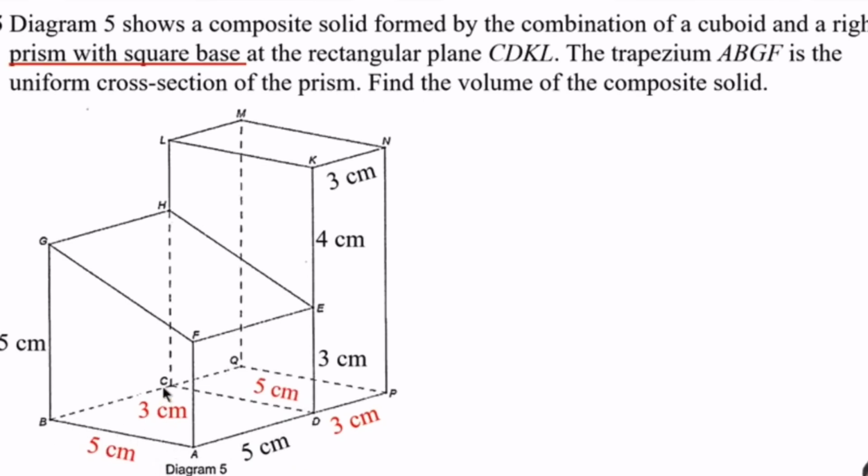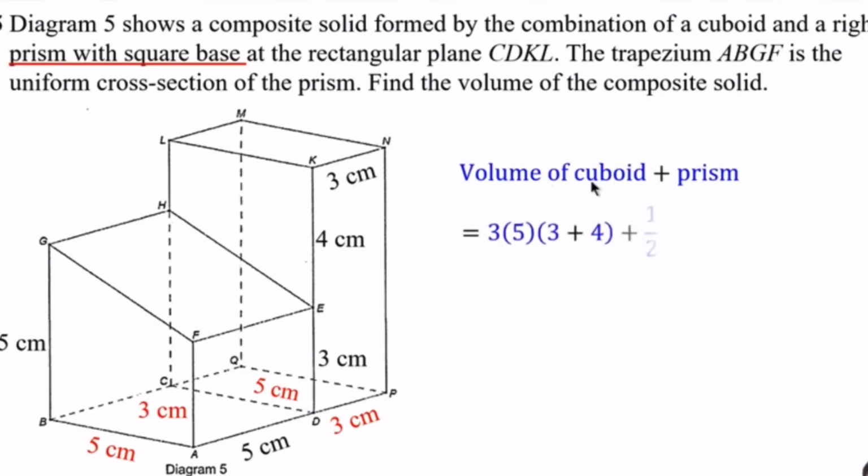So they have given you all the measurement, 5 centimeter. So it's a square, so it should be equal length. You're asked to find the volume of the composite solid. Composite means combined. So volume of the cuboid plus volume of the prism. Okay, cuboid is 3 times the length, which is 3 plus 4. Okay, and the width is 5. So we will take 3 times the 5 times the height, which is 3 plus 4.